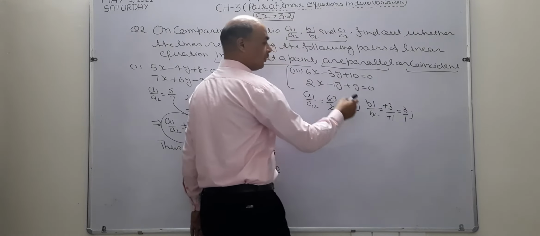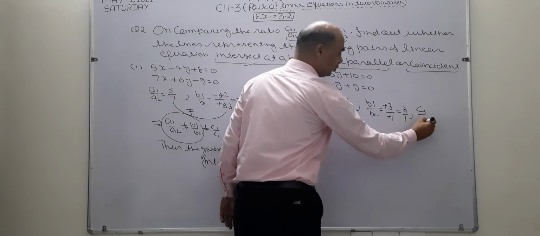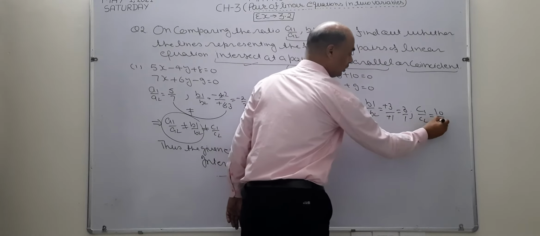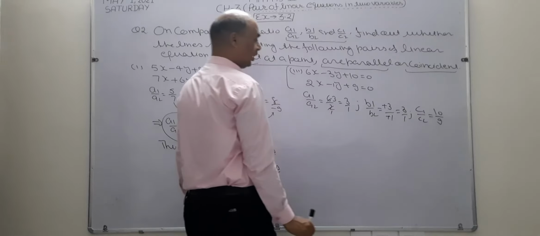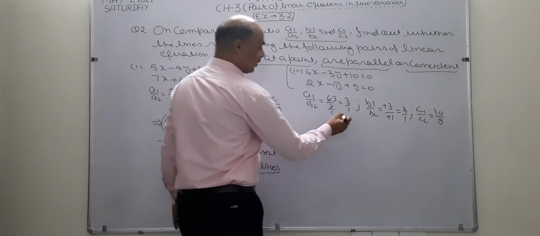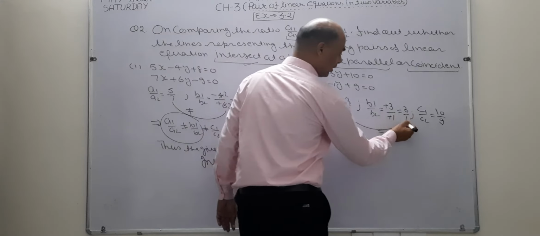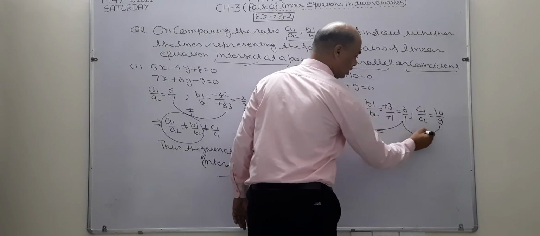After that I am going to compare its constant value C1 by C2. What is C1 by C2? C1 is 10. What is C2? 9. Okay, this is not going to cancel. Now I am going to compare 3 by 1 and 3 by 1. Means these two are equal. 3 by 1 and 10 by 9, these two are not equal.